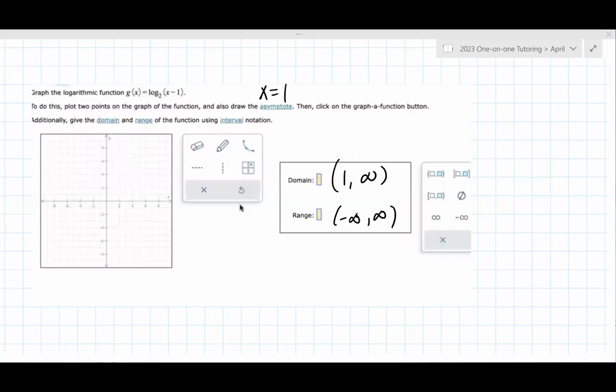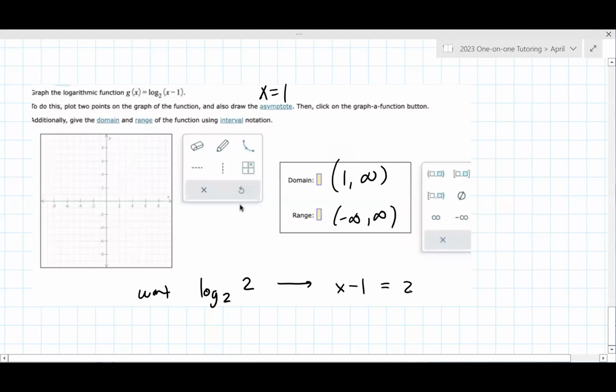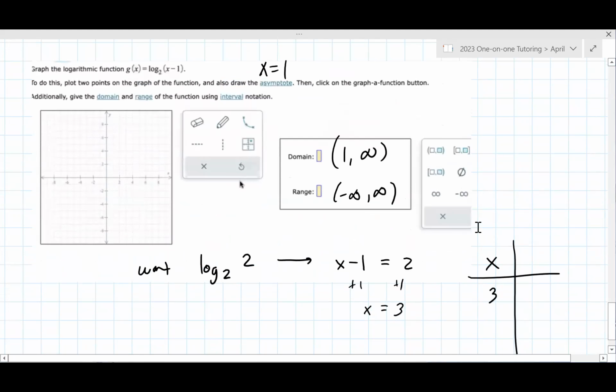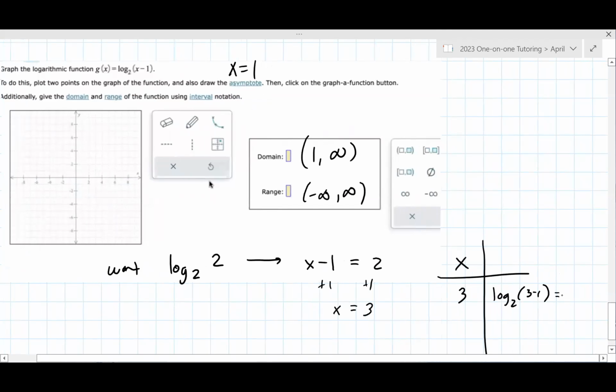Yeah, so I understand the principle that we want the bases to cancel out first. So you want the log base 2 of 2. Do you agree with that? Yeah. That means you want x minus 1, which is the part inside parentheses, to equal 2. So if you add 1 to both sides, x is 3. Oh, okay, so that's where you put 3 in for x. And it becomes log base 2 of 3 minus 1, which is 2.